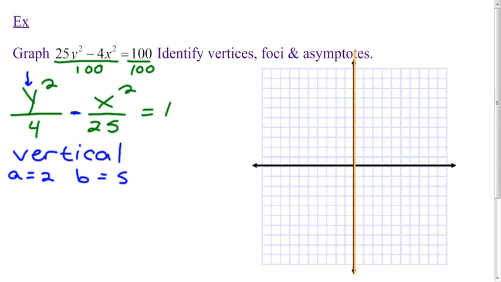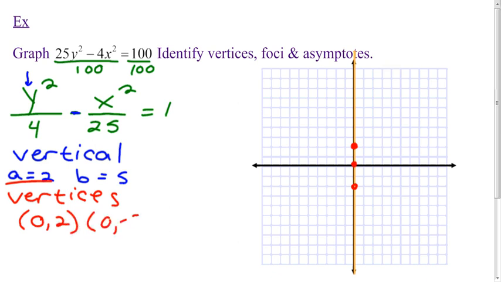So from my center out to my vertex, my center is at 0, 0. It's not shifted anywhere, so here's my center. From my center to my vertex, my distance away is 2. So from here I go up 2 and I go down 2. Therefore my vertices are the coordinate points 0, 2 and 0, negative 2. And then I'm also going to take my b values and go horizontally 5, because this is going to help me find that box.